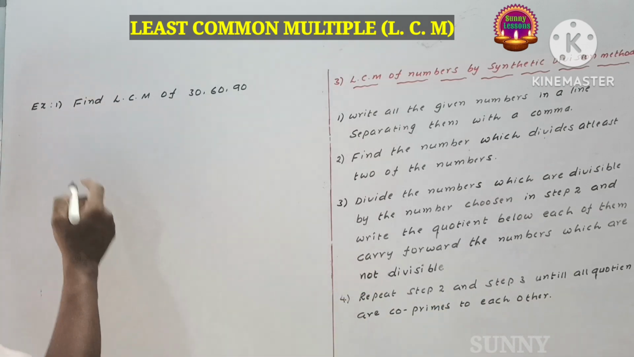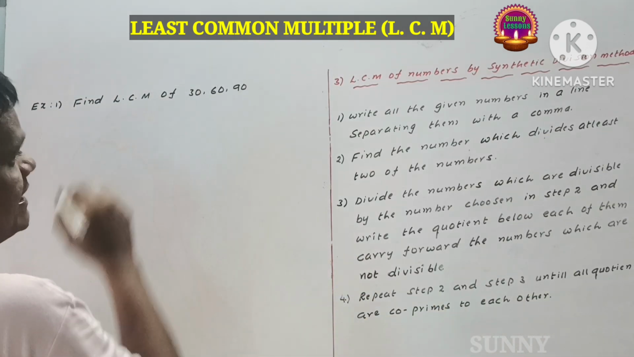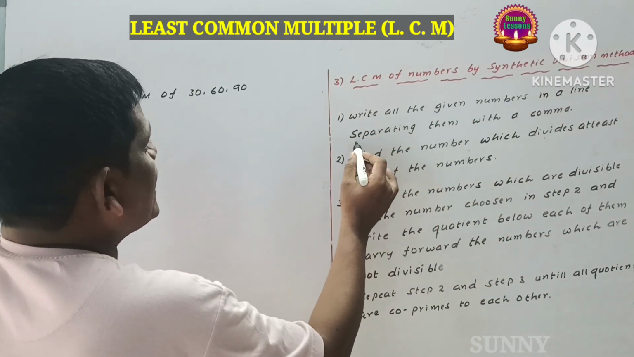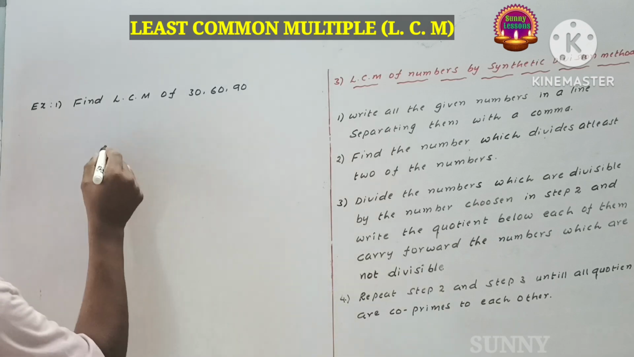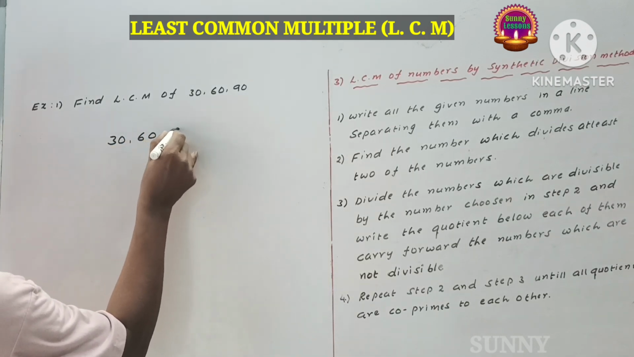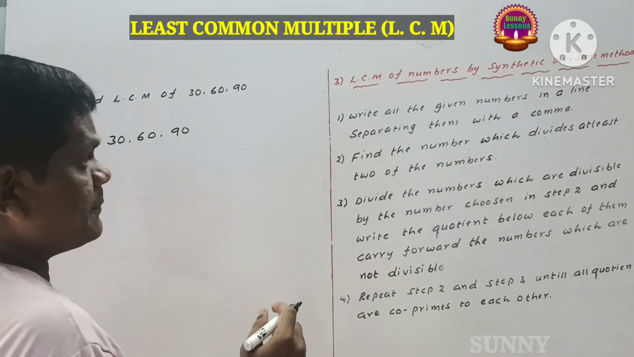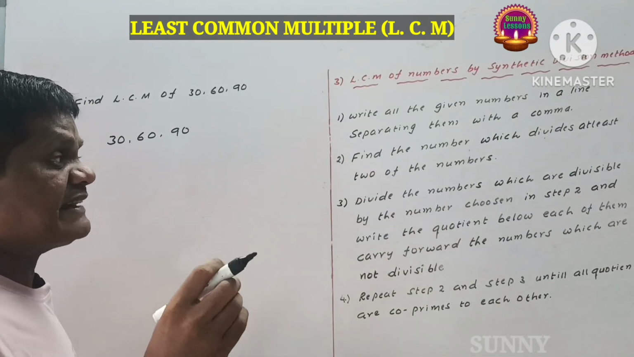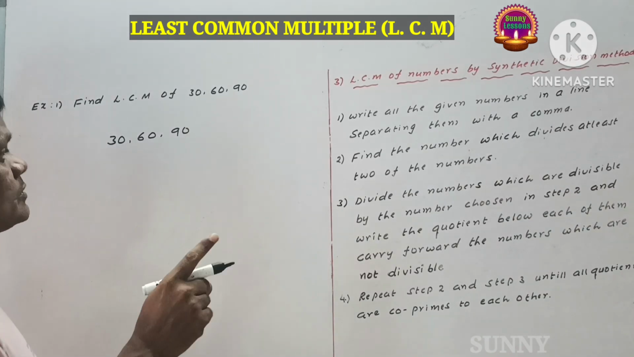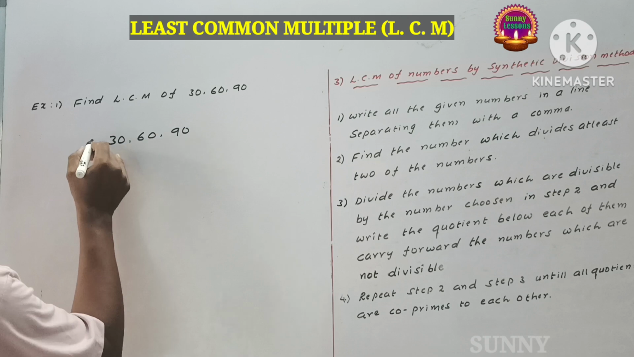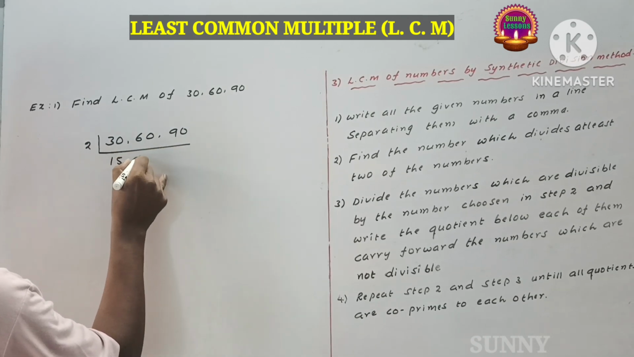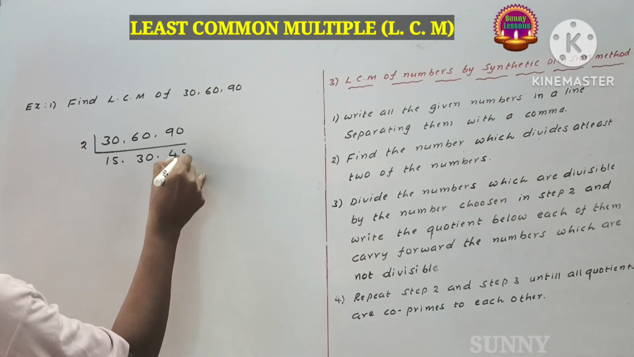Let us take an example. Find the LCM of 30, 60, 90. What is the first step? Write all the given numbers in a line separating them with a comma. So take 30, 60, 90. The second step is to find a number which divides at least two of the numbers. We have to select one number to divide at least two numbers. We have to take 2. 2 15s are 30, 2 30s are 60, 2 45s are 90.